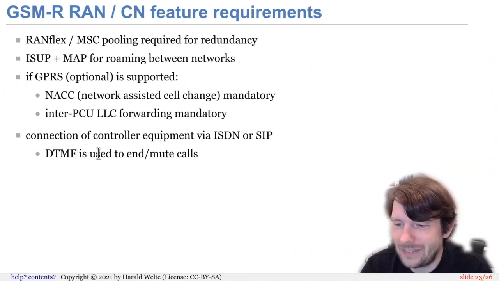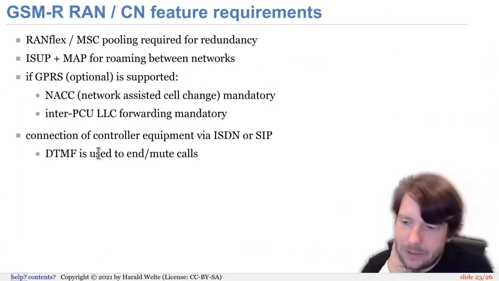Which I find quite an interesting hack, that you use in-band signaling on this land-based equipment to signal to the core network, basically.